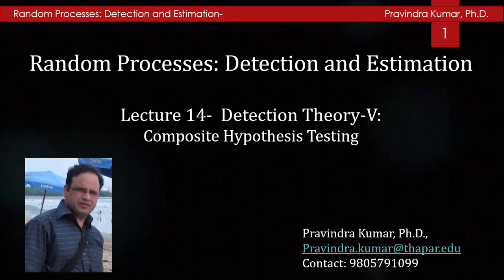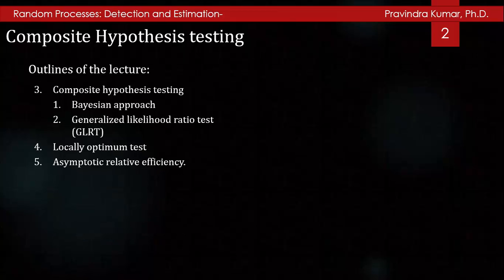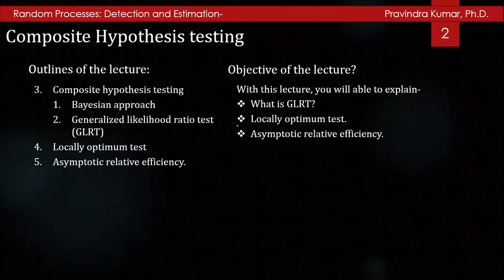In this lecture, we will discuss more about composite hypothesis testing. The outline of this lecture is composite hypothesis testing, where we will discuss the generalized likelihood ratio test (GLRT). The Bayesian approach we have already discussed in the previous lecture, and here we will also discuss the locally optimum test and asymptotic relative efficiency. The objective of this lecture is that you will be able to explain what the GLRT is, what the locally optimum test is, and the asymptotic relative efficiency.